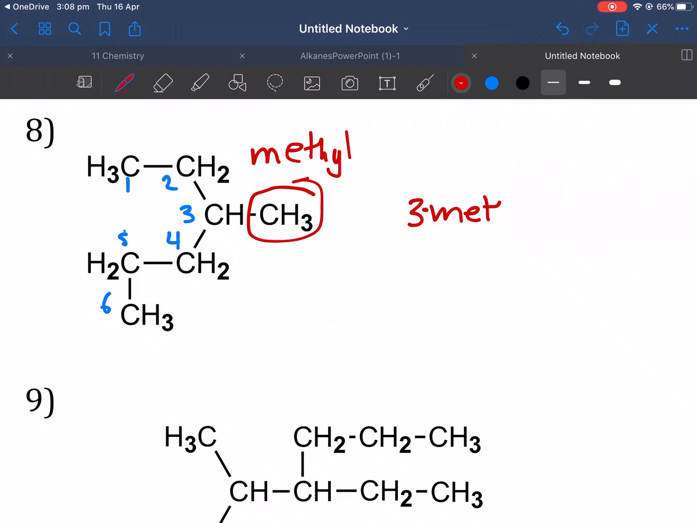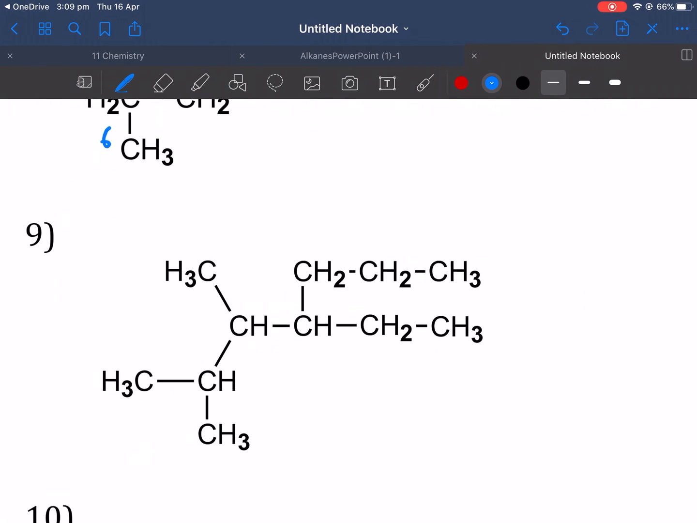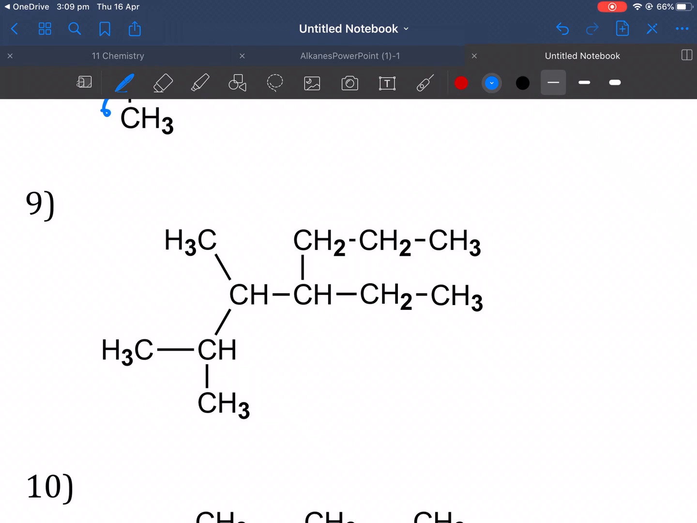Let's try that again. Methyl hexane. There we go. So that's number 8, 3-methyl hexane. Next, we are moving on to this one, which looks quite complex.